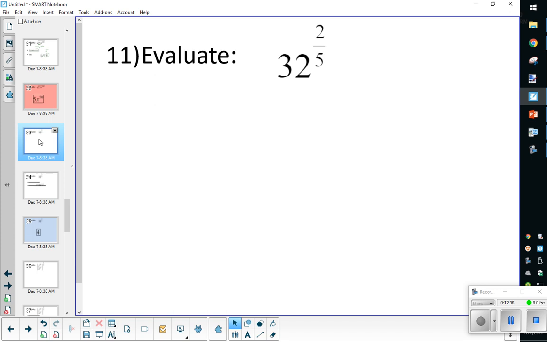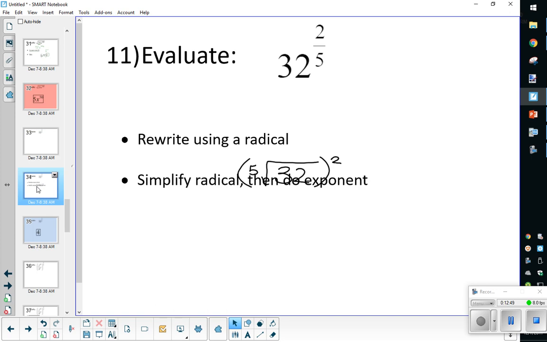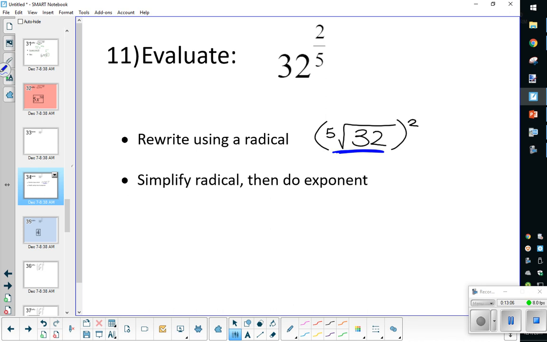Another easy one here, 32 to the 2/5. This should be super easy. Our reminders on this one. Rewrite it as a radical. So you can rewrite it like that and simplify, then do the exponent, or you can always just type it into your calculator. I don't really care which one. If I write it like this, I'm taking 32 to the 5th root, because that 5 is on bottom. That's the number that goes in front of my root. So what number multiplies together 5 times to get you 32?